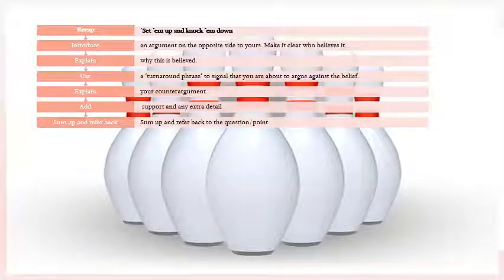Before we get on to the letter writing, I think it's worth reminding ourselves of the 'set 'em up, knock 'em down' idea in argument. I don't know if you remember, but we'll go over it again. You introduce an argument opposite to yours. Make it clear who believes it, why this is believed, a turnaround phrase to signal that you're about to argue against the belief, your counter argument, support and any extra detail, and sum up and refer back to the question and point.